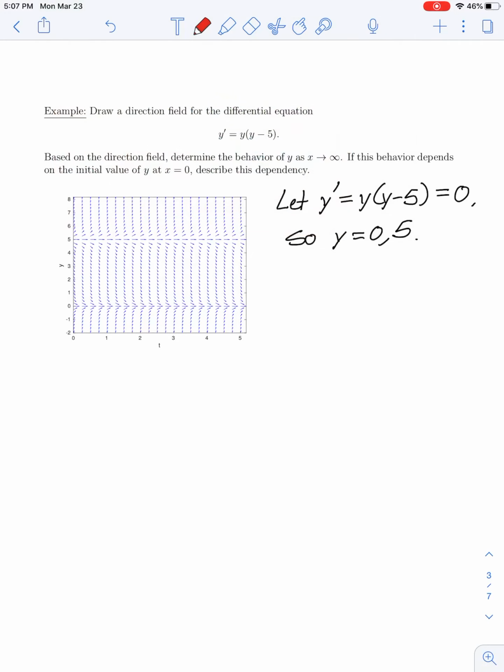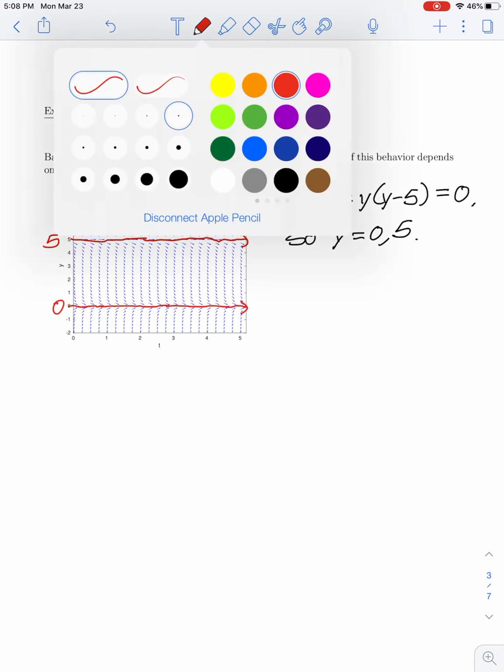So for a direction field, if y were equal to 0 or y were equal to 5, we would have a constant solution, or a solution trajectory of just a horizontal line. And we find these equilibrium solutions at 0 and 5. Now, by choosing values of y that are above or below these equilibrium solutions, we can find the slope of our tangent line and see what's going to happen with the behavior of our solution.